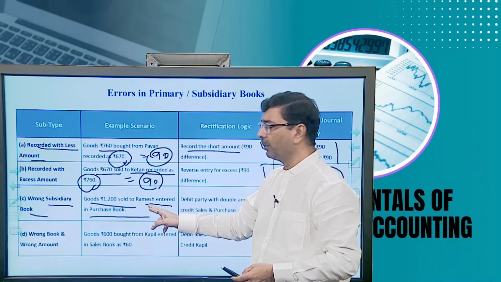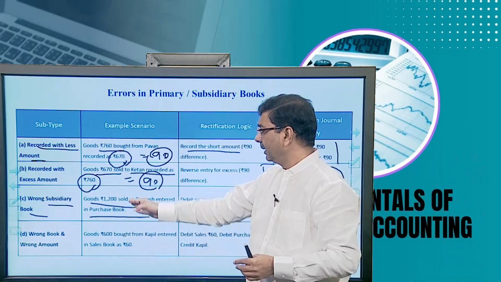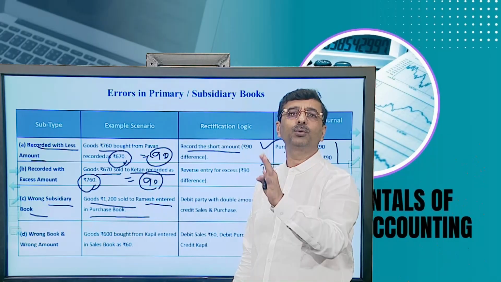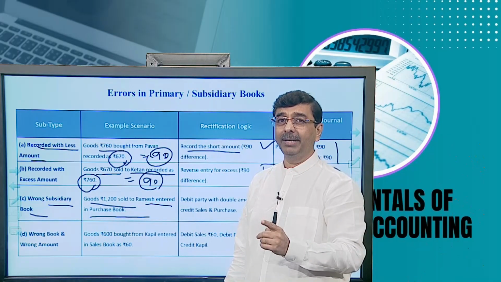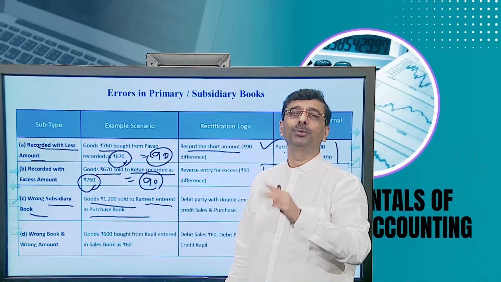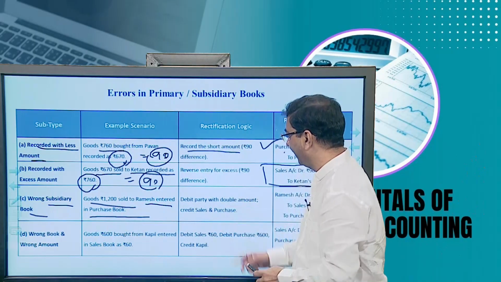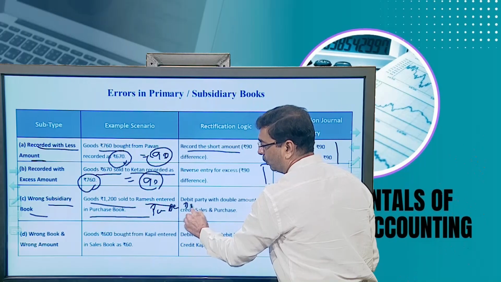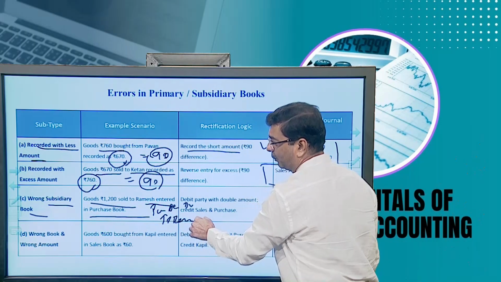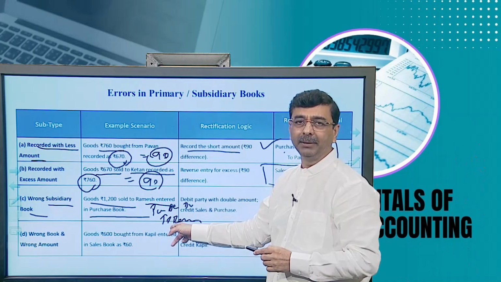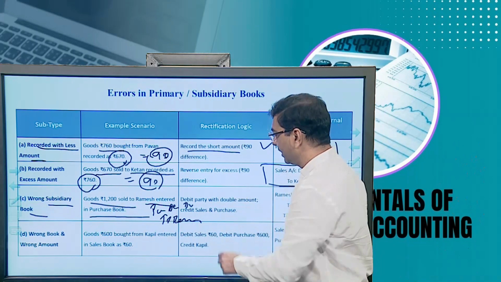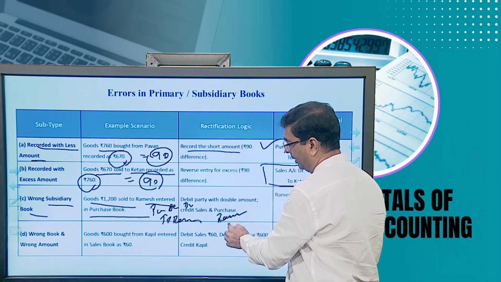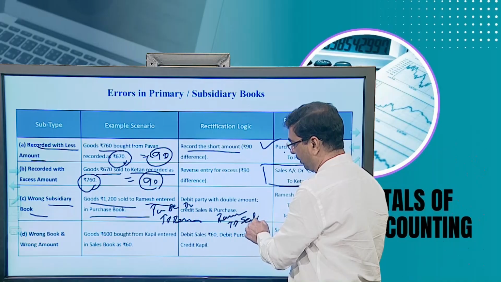So if you want to write the correct entry, what is the correct entry? It is a sale, so the actual correct entry is Ramesh account debited to sales account. But what was the entry? Purchase account debited to Ramesh account. So that was the wrong entry. Purchase account debited to Ramesh account was the entry that actually happened. This is wrong. The correct entry is Ramesh account debited to sales account because the goods were sold.